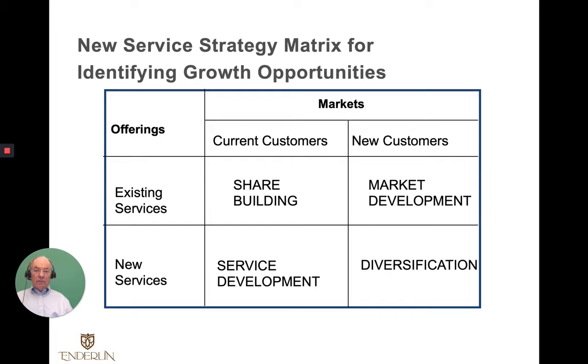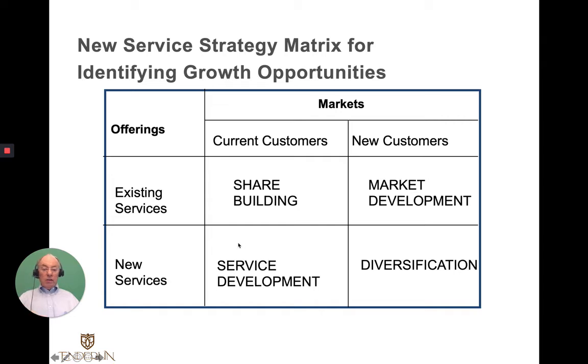Now when we're setting strategies, one of the ways that we might look at strategies is a service strategy matrix here, identifying growth opportunities for us. So we have 4 different quadrants here based on what we're offering and the markets that we're offering it to. So in the market situation, we have current customers. See if I can bring my cursor up here. Current customers, and we have new customers. Okay. So in the current customer side, what we're doing is existing services to current customers. So we're adding more to what we're doing to current customers. That's share building. That's what we call share building here.